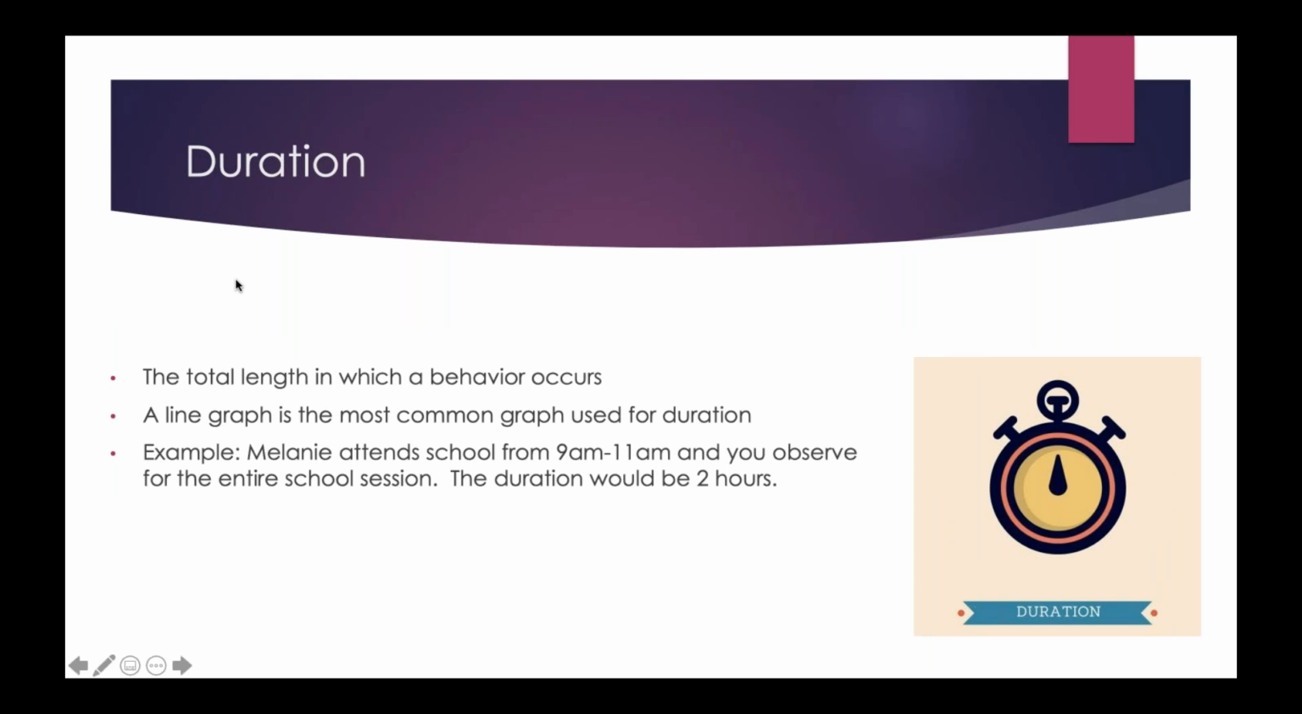Next is duration, which is the total length of time in which the behavior occurs. Again, a line graph is the most common graph used for duration. An example: Melanie attends school from 9 a.m. to 11 a.m., and you observe the entire school session. That duration would be 2 hours.